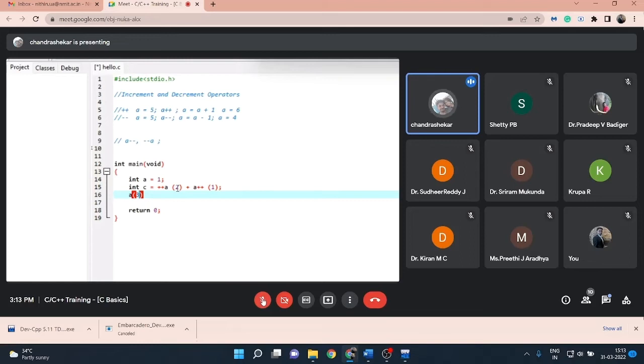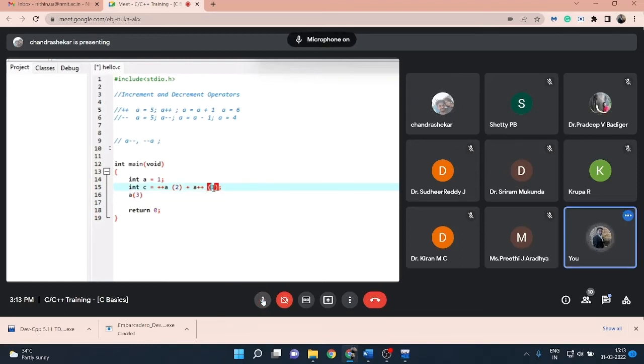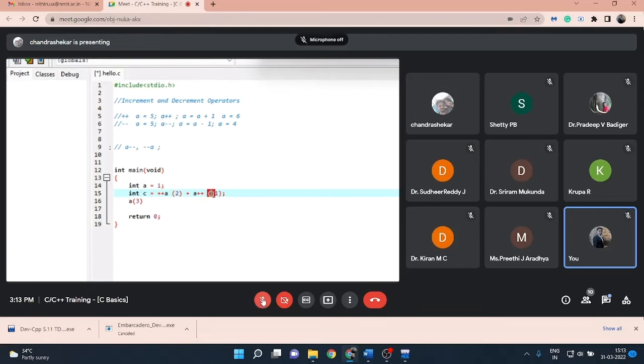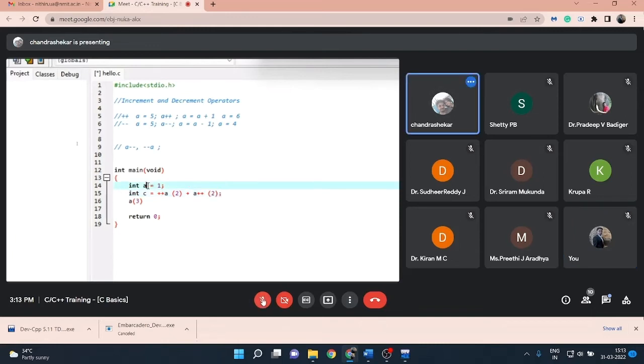You're able to get it, right? Sir, can you please explain this? See, I'm using two increment operators. The first one is pre-increment, and the second one is post-increment.